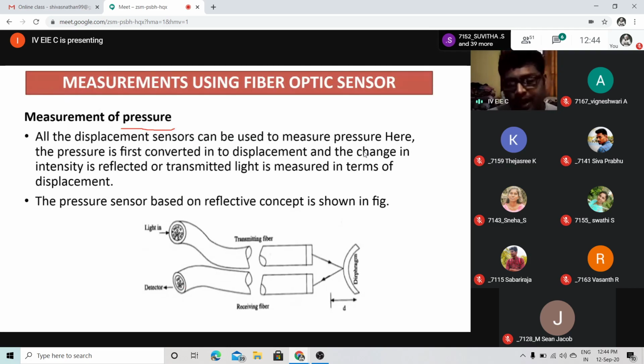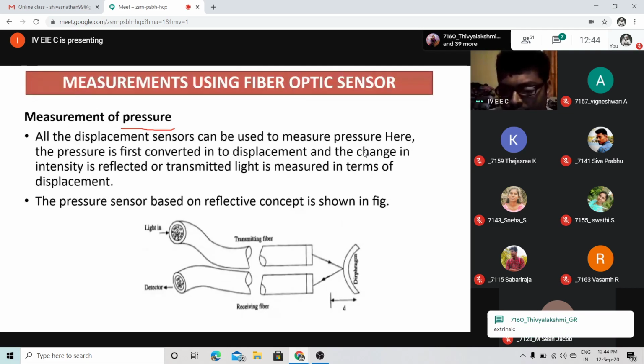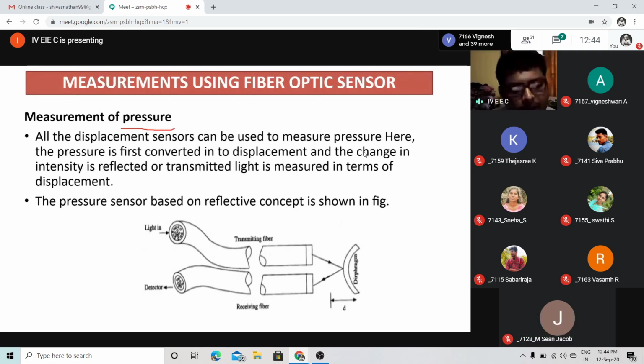I do need answers. Either it is an intrinsic one or an extrinsic one. Is my screen visible for everyone? Yes, I think. Okay, very good. It is an extrinsic one. You know why? Because the fiber is going to simply transmit and receive my signal, and it is not going to act as a sensor.